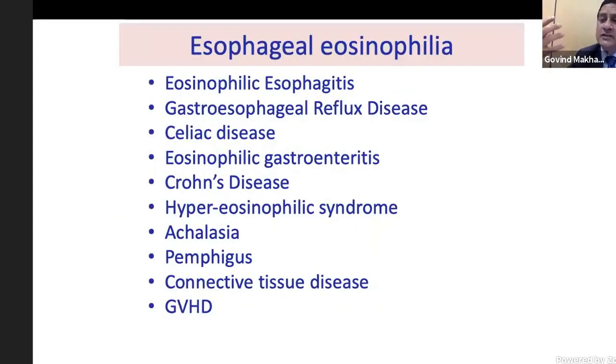There are a number of conditions which lead to esophageal eosinophilia, the most common being eosinophilic esophagitis. Nevertheless, patients with GERD do have high eosinophil counts. Other disorders like celiac disease, Crohn's disease, achalasia cardia, pemphigus, and graft-versus-host disease also have eosinophilic infiltration in the esophagus. One more entity is called hypereosinophilic syndrome, where eosinophilic infiltration can occur anywhere in the body and multiple organs may be affected. So there are numerous causes of esophageal eosinophilia.